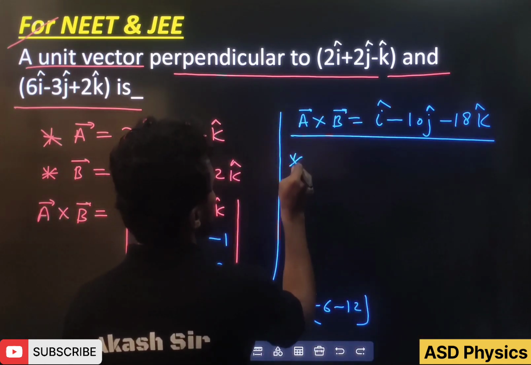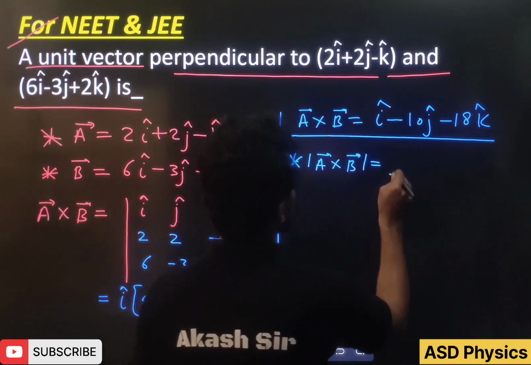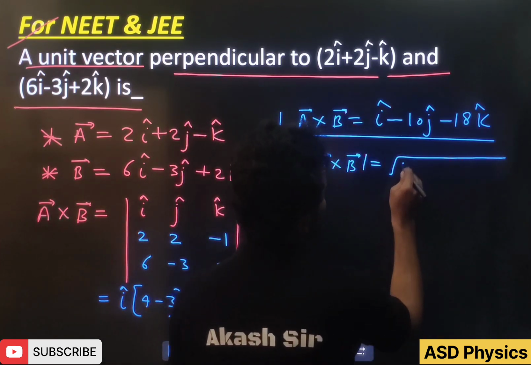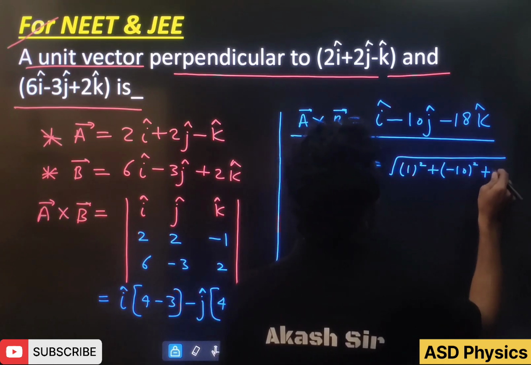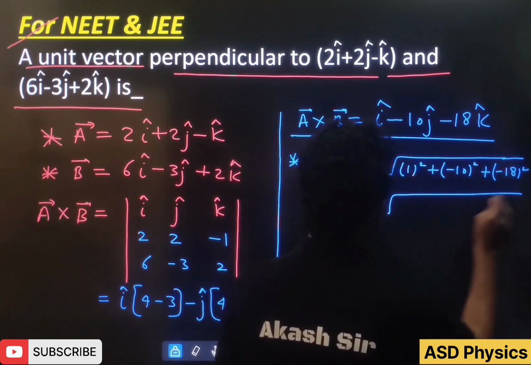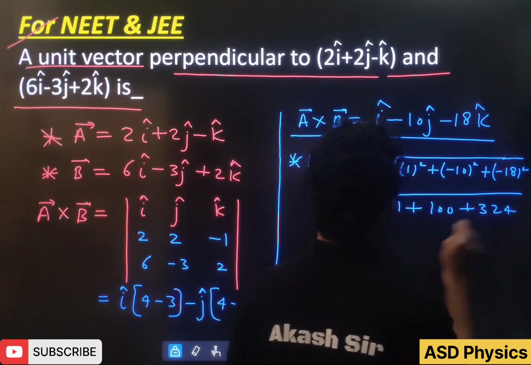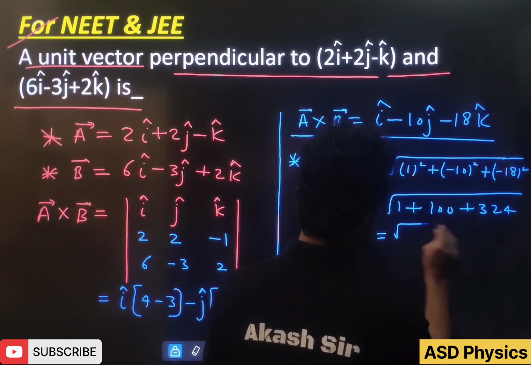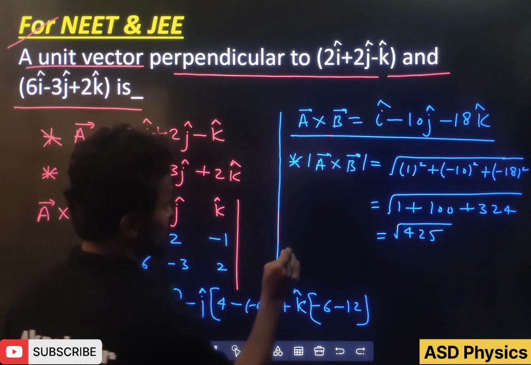Now if I calculate the mod of A cross B, I am writing here: it will become 1 squared plus minus 10 squared plus minus 18 squared. That means 1 plus 100 plus 324, since 18 squared is 324. So it will become, students, square root of 425. That's it, we have reached here.